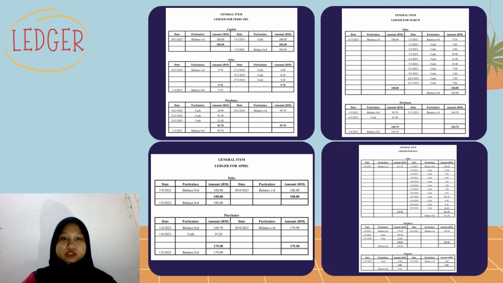And next, for the purchases ledger, the balance BD is RM179.90, and we have 2 new entries on the date 8 May and 12 May with the total amount of RM359.90. And the last one, expenses ledger, we have the one entry only, on 12 May, with the total amount of RM9.60. Okay, that's it for our ledger.